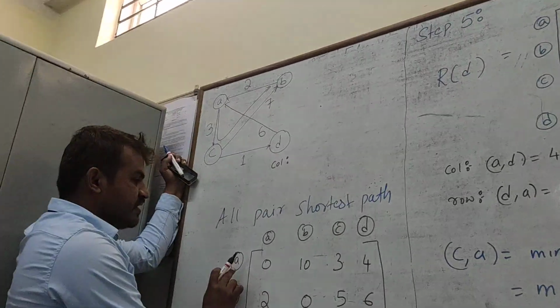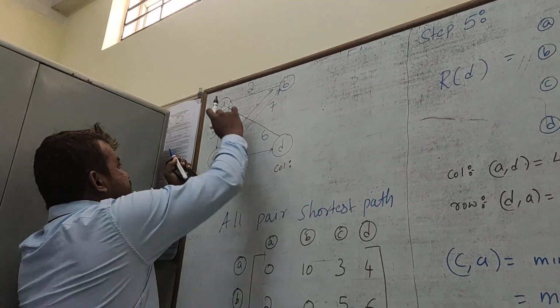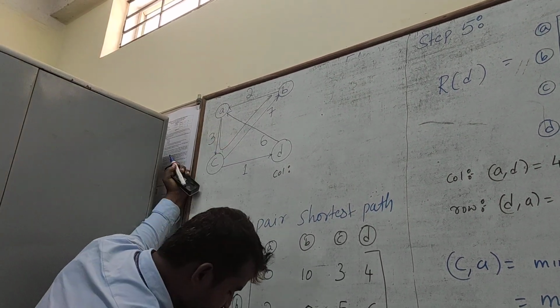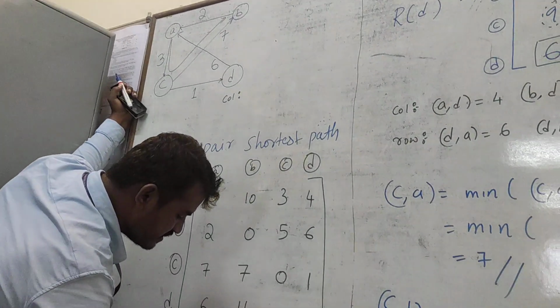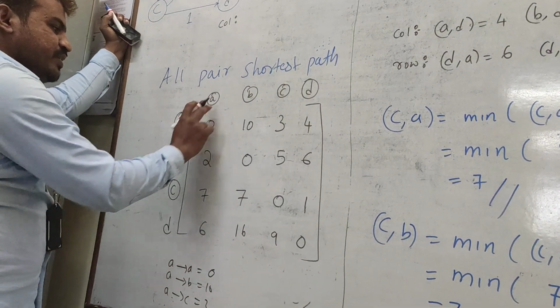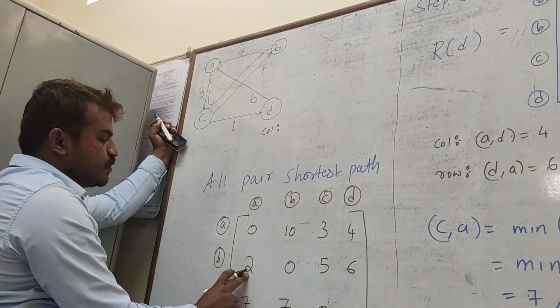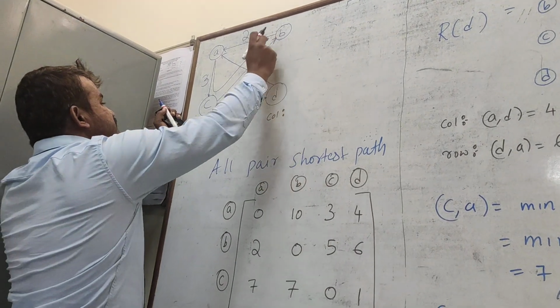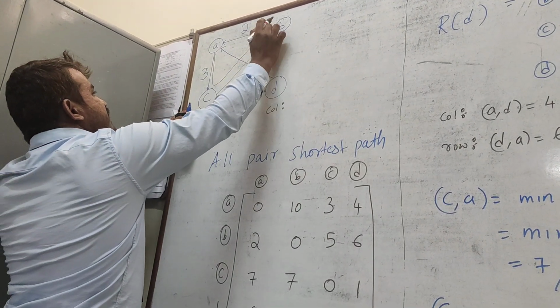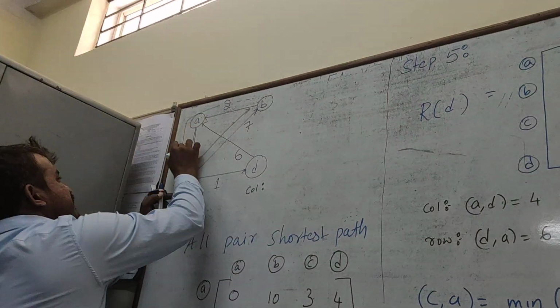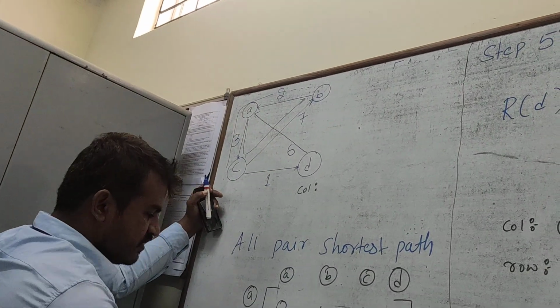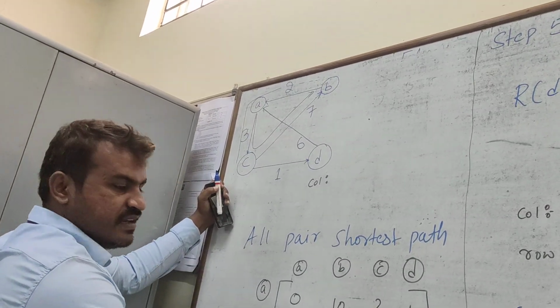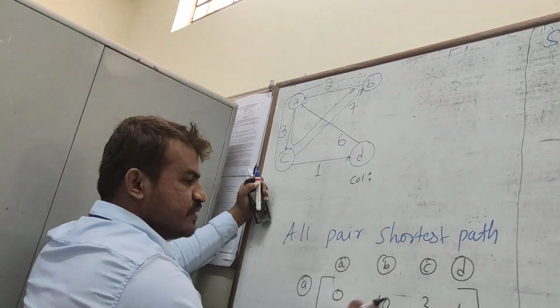Like that, A to C, there is a straight path. A to C is 3. Like that, the shortest path from B to A is 2. B to B is 0. B to C, we can go this way. That is 2 plus 3, that's why it is 5. B to D is 6.